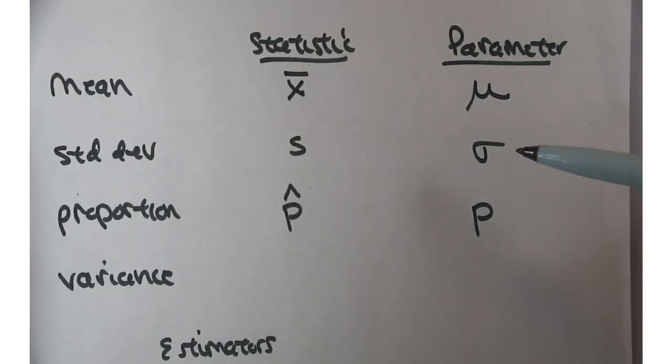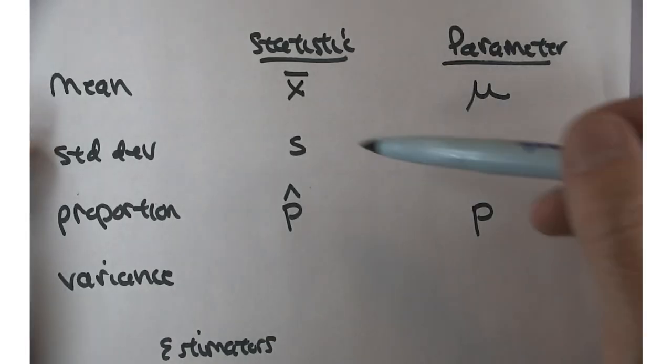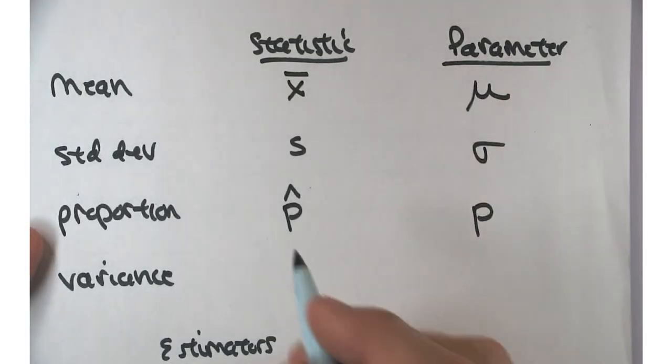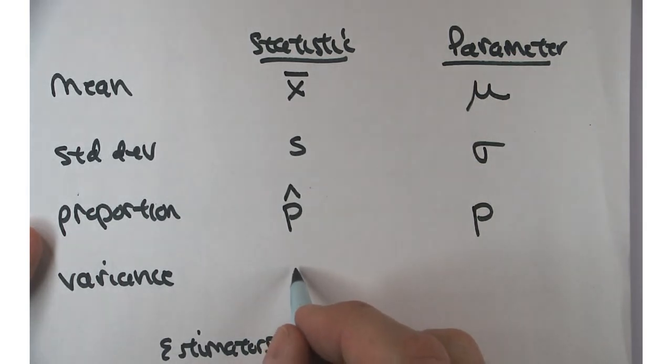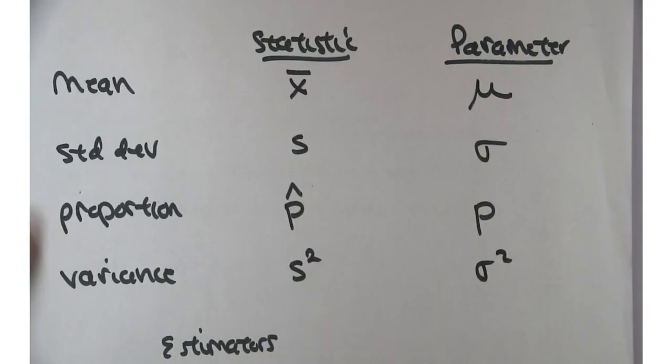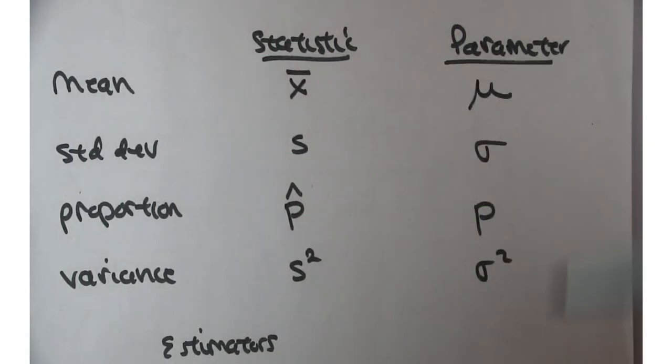How about the variance? If you got the standard deviation, you should be able to get the variance. So if you know what the standard deviation is, what's the variance here? Anyone? S squared. And then over here for the variance? Sigma squared. Nice.